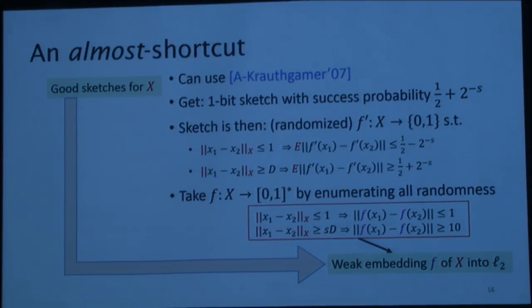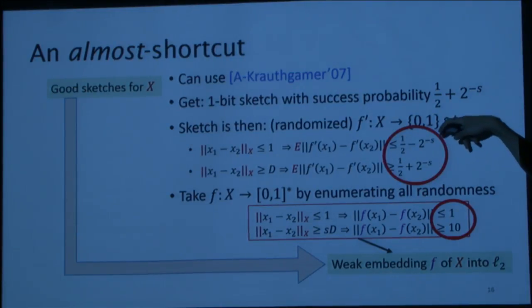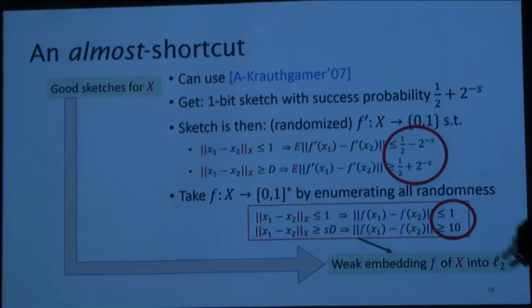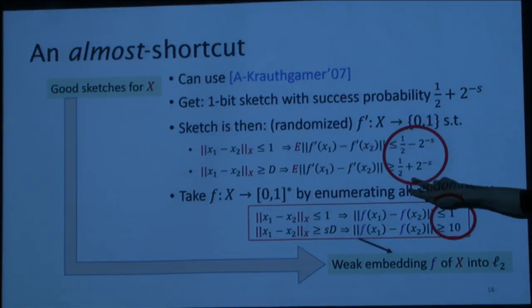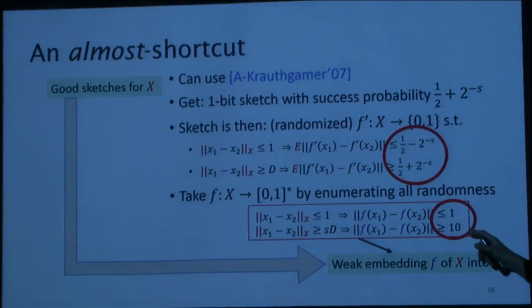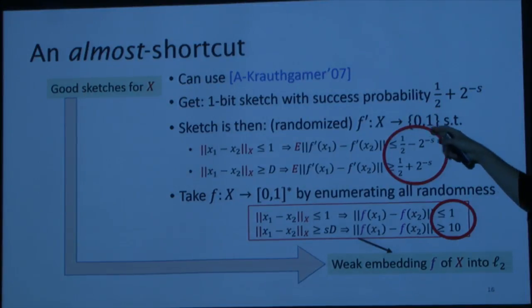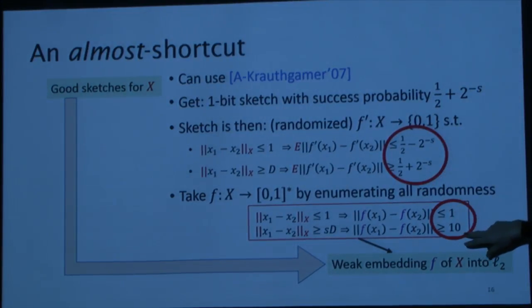And then the main problem, why this is an almost shortcut but not an actual shortcut, is that the type of bounds that we get here is something like half minus 2 to the minus s versus half plus 2 to the minus s, whereas the gap that we need in the later steps needs to be about that. The actual gap that we need here is constant, but still, for sketch size which is still some constant, the gap that we obtain here is not good enough for the later steps.